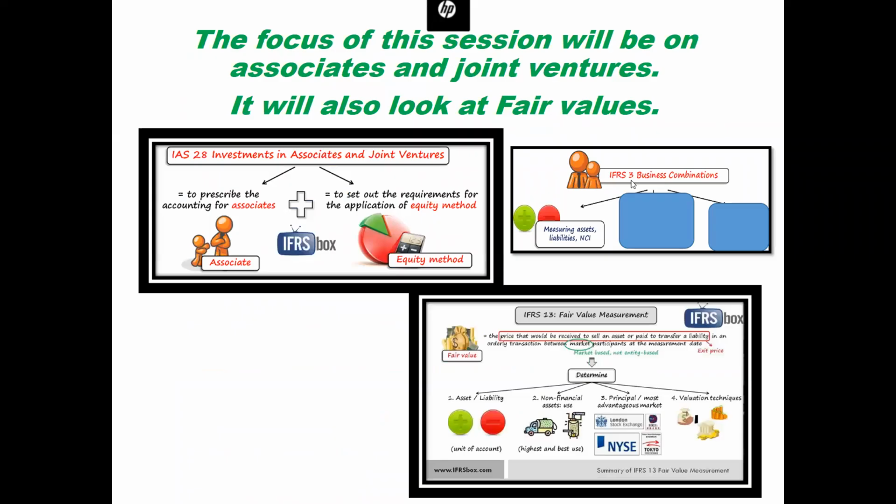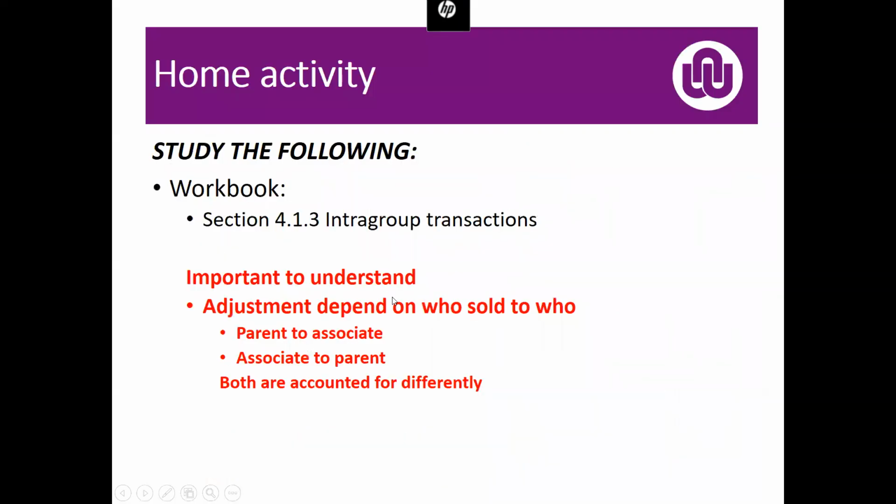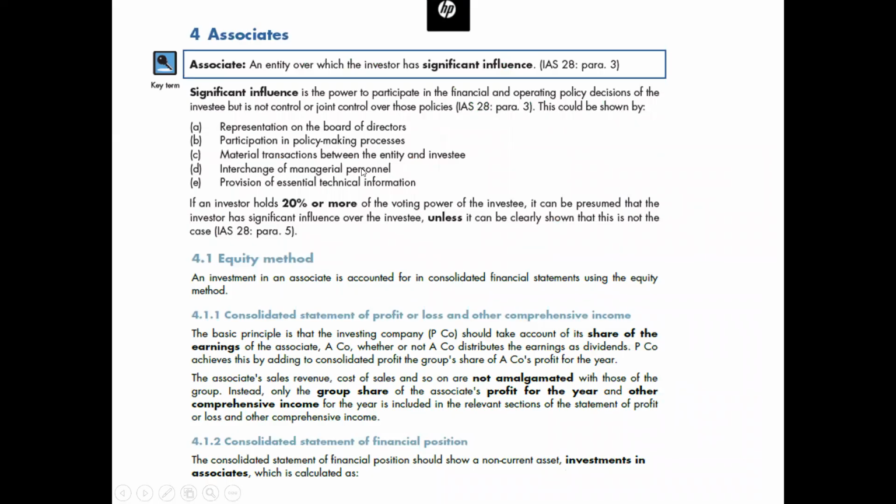If we have a look at what we need to understand, we're going to look at associates and joint ventures, and we need to know that we're going to look at the equity method and account for that. Now my mouse is just giving me a bit of issues here. So it is very important for you to understand what we've already discussed in the first section. We looked at the subsidiary.